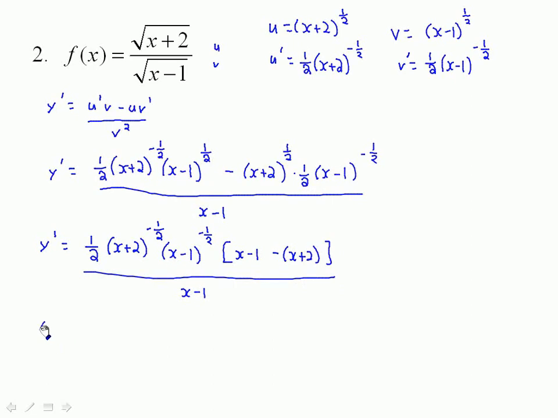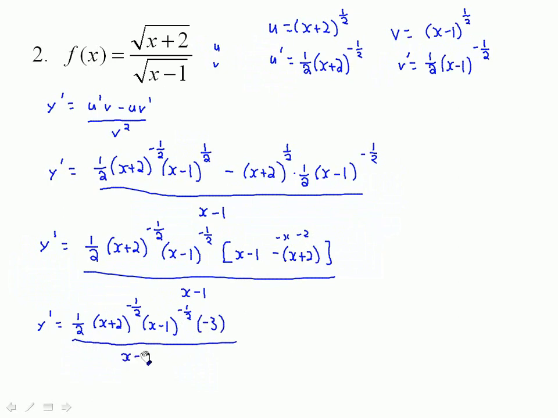When we get the like terms together within that bracket, we'll get, first off, the factors will be 1/2 times x plus 2 to the negative 1/2 multiplied by x minus 1 to the negative 1/2. So I'll do this really quickly. This becomes minus x minus 2. So we get x minus x, it goes away on us. We get a break. And then minus 1 minus 2 is minus 3. And then this is all over top of x minus 1.